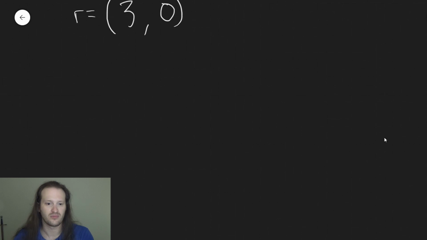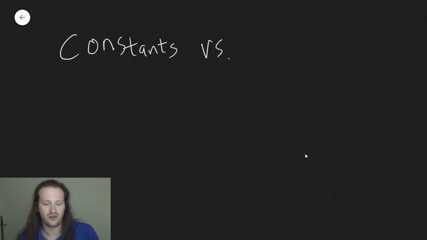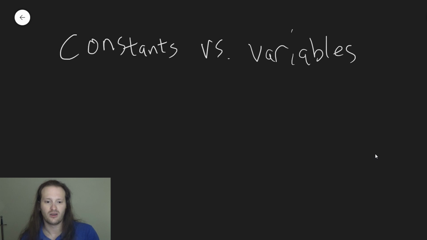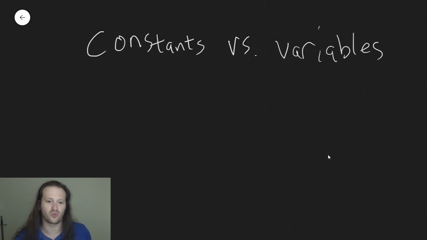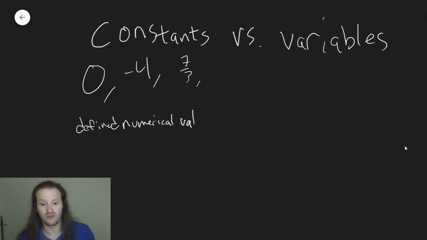One last thing in this first introductory chapter of Algebra 1 is making sure you understand the difference between constants and variables. Now, a constant is any of the numbers that we had just been working with. So 0 is a constant. -4 is a constant. 7/3 is a constant. A constant is something with a defined numerical value. So that means that I can look at a number line and find exactly where any of these numbers or any of the other numbers live.